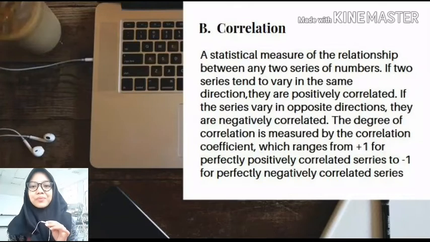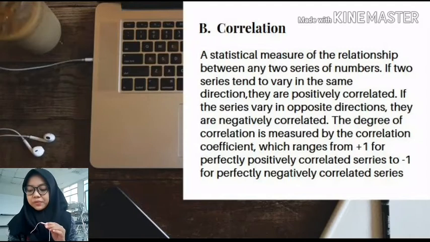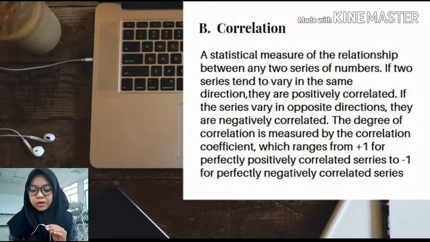So next to part B, correlation. Correlation is a statistical measure of the relationship between any two series of numbers. If two series tend to vary in the same direction, they are positively correlated. If the series vary in opposite directions, they are negatively correlated. The degree of correlation is measured by the correlation coefficient, which ranges from +1 for perfectly positively correlated series to -1 for perfectly negatively correlated series.